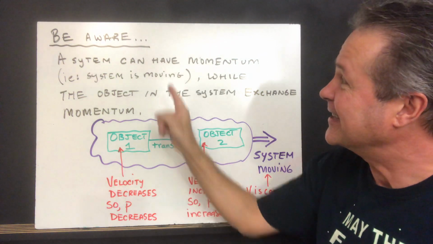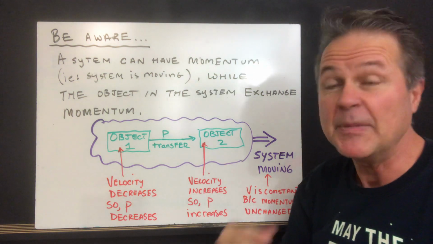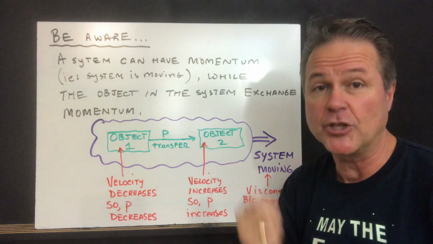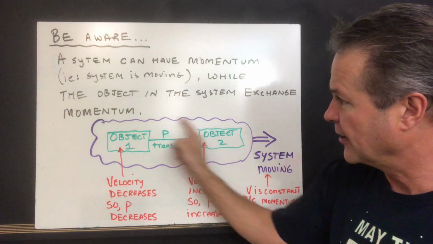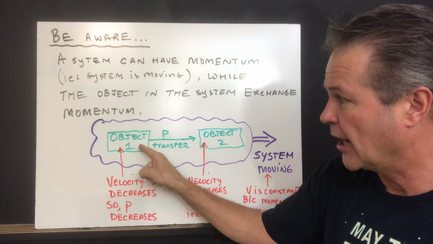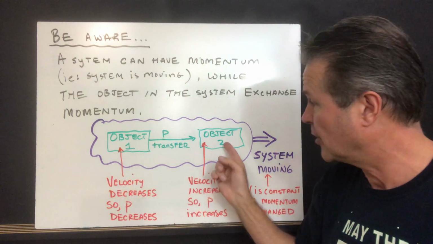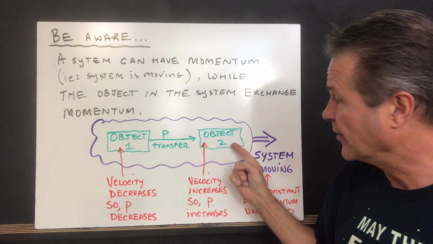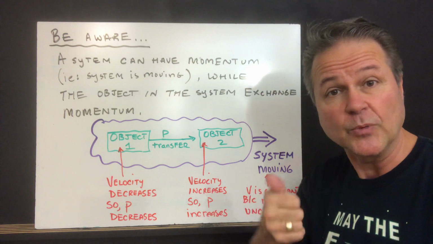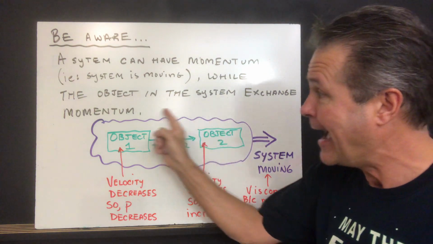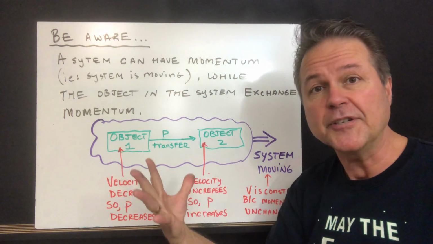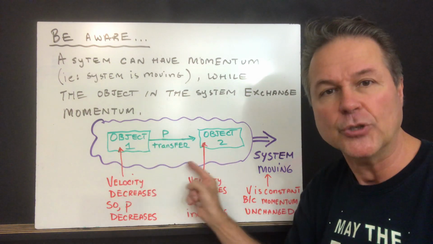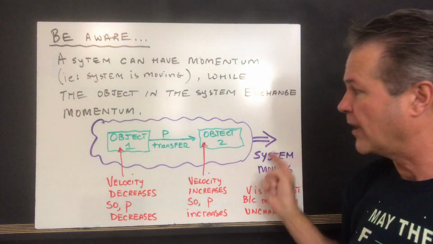So be aware that a system can have momentum, that means the system is moving, while the objects in the system exchange their momentum. So here's another graphical example. So imagine object 1 transferring its momentum to object 2. So that means the velocity of object 1 will decrease, while the velocity of object 2 will increase. And that can all happen while the entire system is moving along. So this is like what's happening inside the train while the entire train is moving.